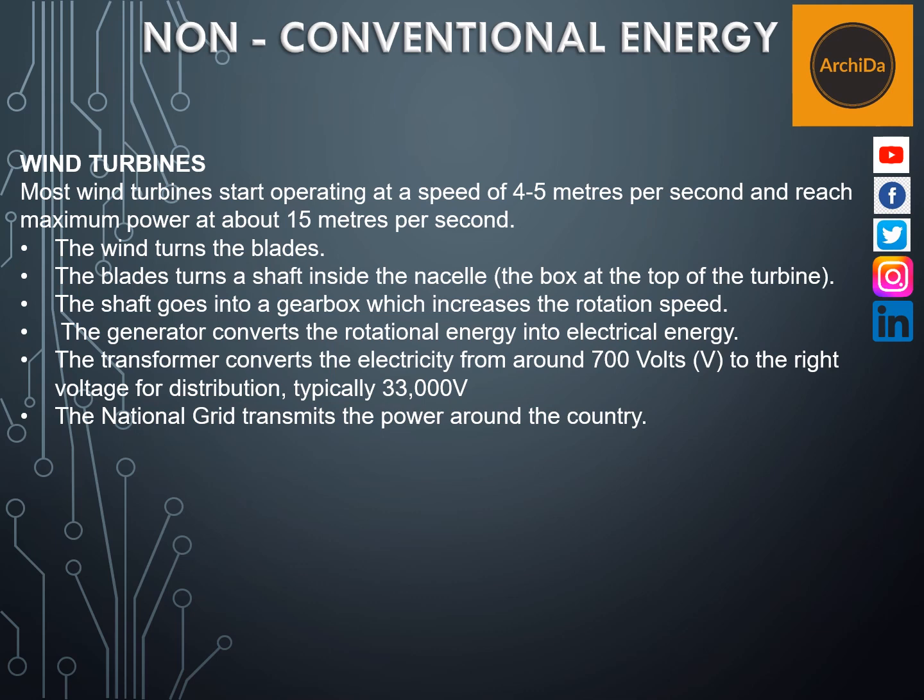Now, most wind turbines start operating at a speed of 4 to 5 meters per second and reach maximum power at about 15 meters per second. That will always be dependent on the locality.